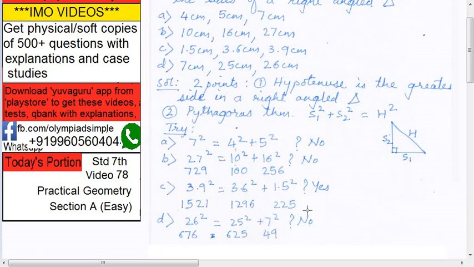Correct for you to try. Once you get the answer in exam, don't try this. Only for your sake, I am giving this now. 26 square equals 25 plus 25 square plus 7 square. No, it does not match because of a slight mismatch. But then also a mismatch is a mismatch. So this does not apply. So the only answer is C.